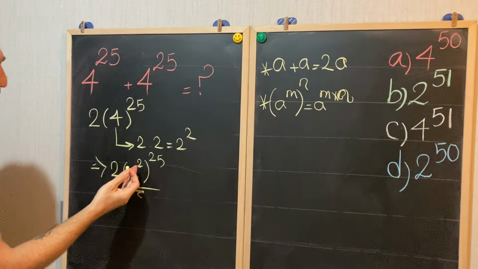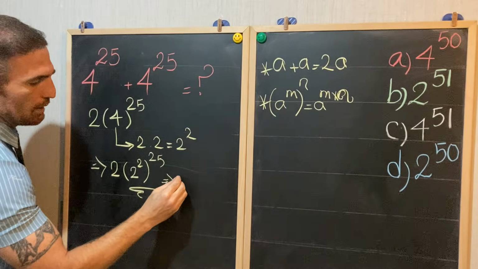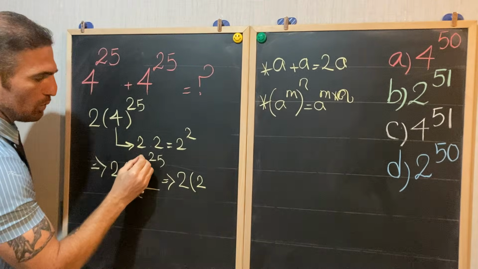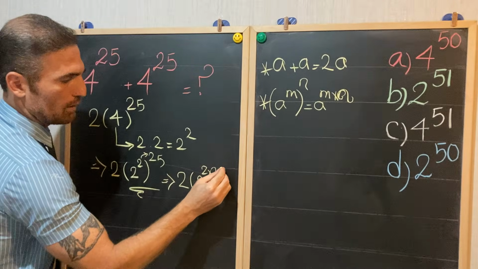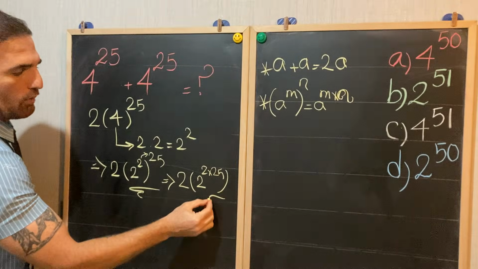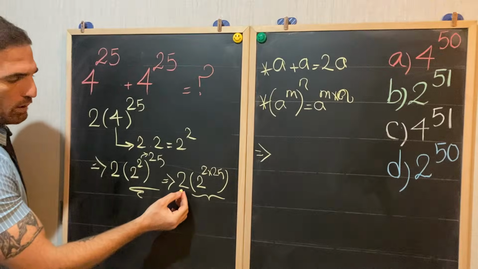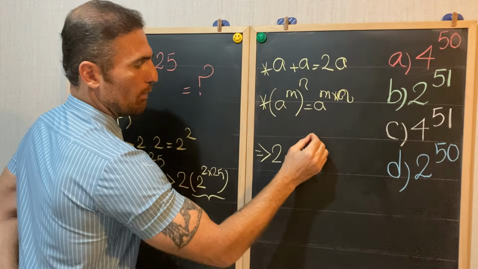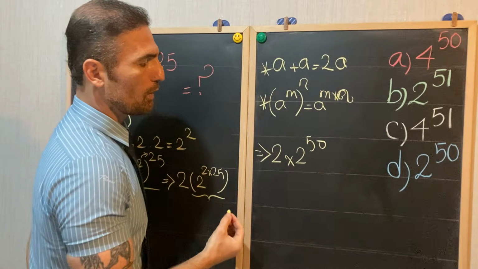2 to the power of 2 raised to the power of 25 is going to be 2 to the power of 2 multiplied by 25. All right, 2 to the power of 2 times 25 equals 2 to the power of 50. Therefore, I want to rewrite it as 2 times 2 to the power of 50. But what is the answer of 2 times 2 to the power of 50?